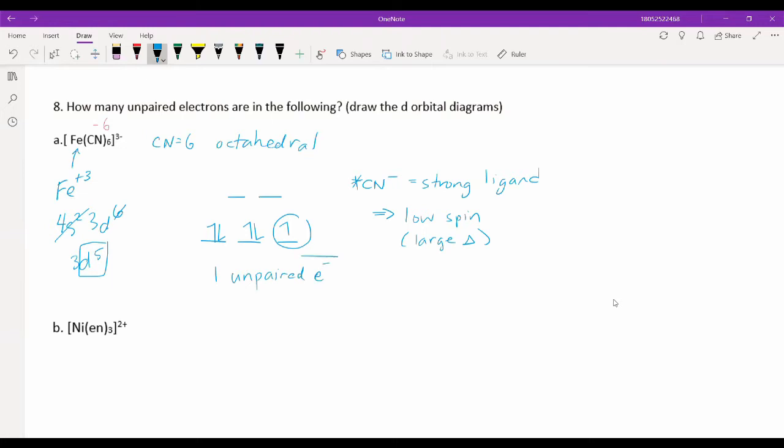Okay, so that's important here. The low spin factor is important. It would change it if it was high spin.